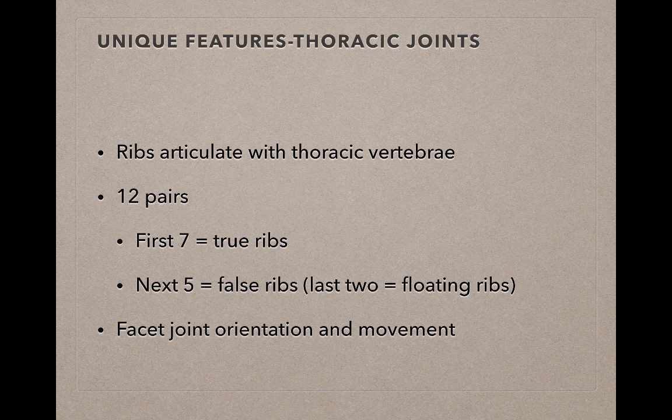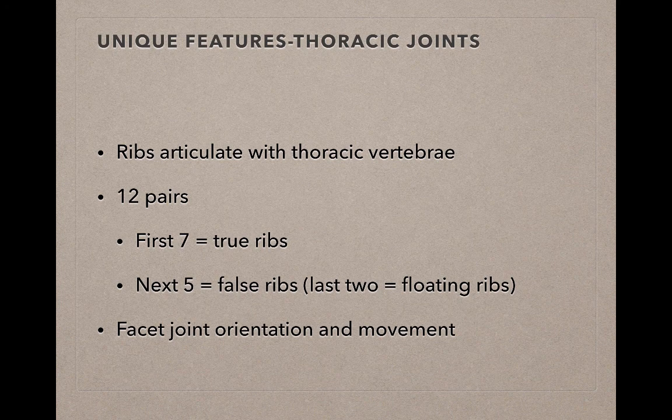and the last 2 pairs are actually referred to as floating ribs. The facet joints of the thoracic spine are in more of a frontal plane orientation. So in the cervical spine, we were in a horizontal plane. Now the facet joints are facing more of a frontal plane. It's this position that limits flexion at the thoracic spine, but it does permit side bending. The ribs are also attached here, of course, so that's going to limit some of the motion due to their protective function.